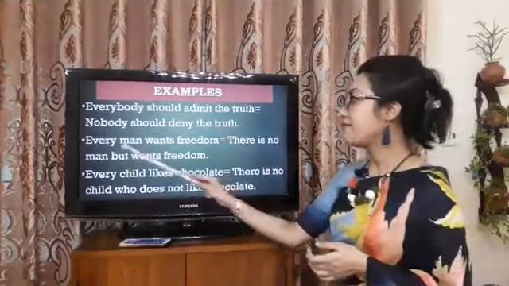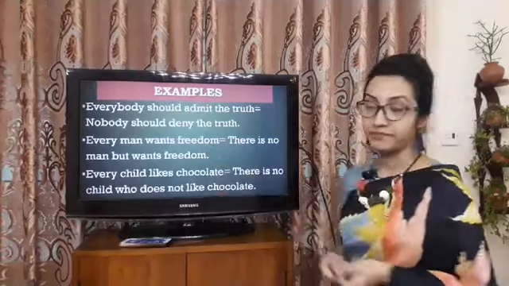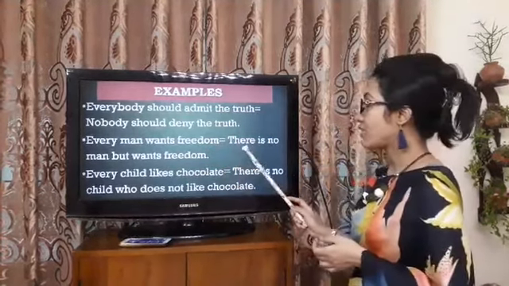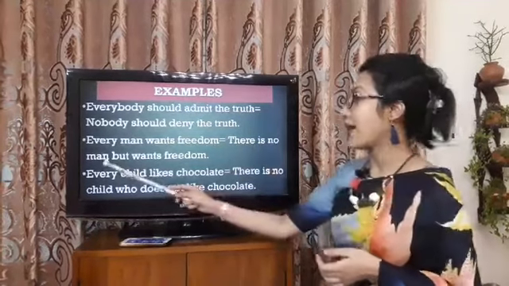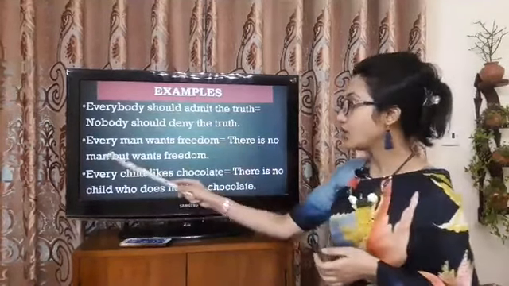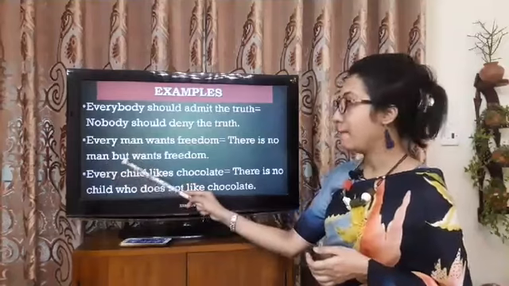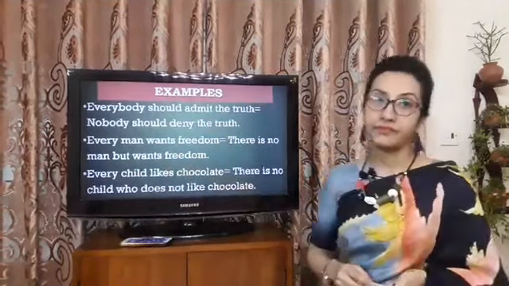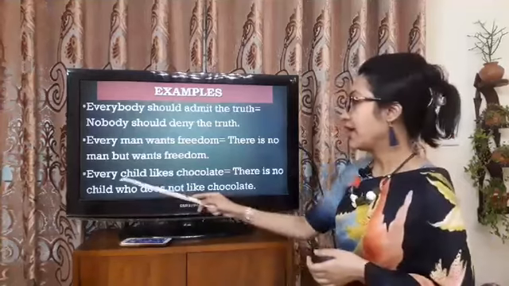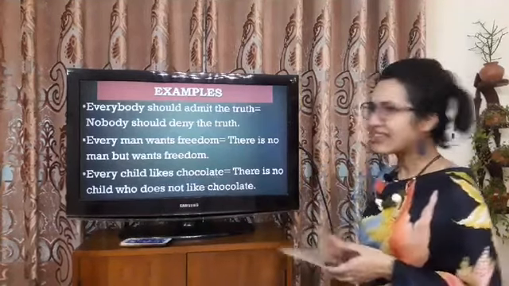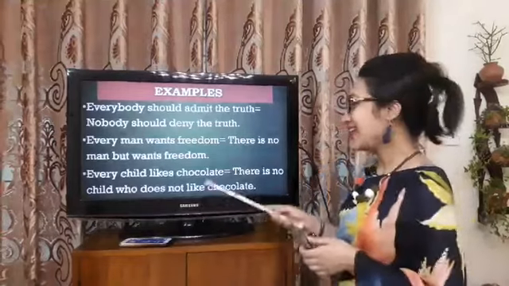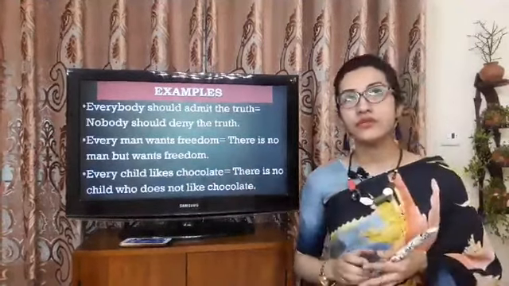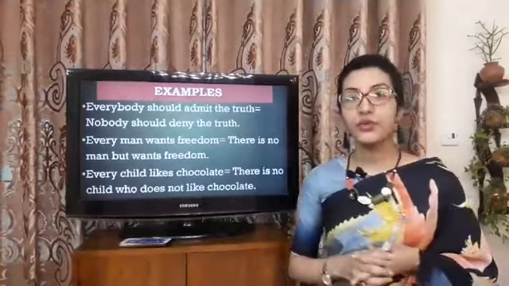Second sentence, every man wants freedom. So দেখো, there is no man, but connective, আবার same, wants freedom. Third one, every child likes chocolate. I think every one of us. আচ্ছা, এই pronunciationটা অনেকে আমরা ভুল করি. Many of you pronounce it as chocolate, which is completely wrong.